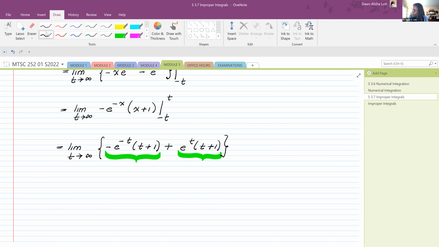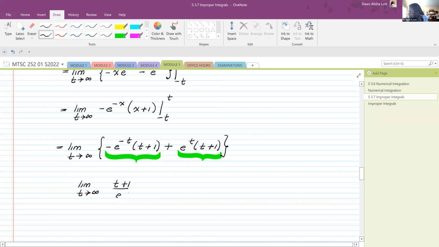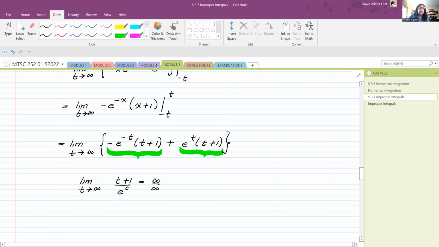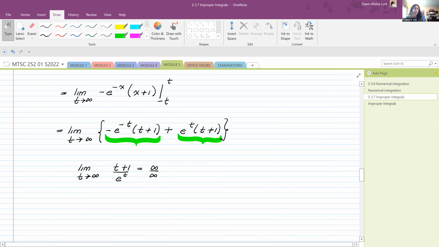All right, so the first one is the limit as t approaches infinity of t plus 1 at the top and an e to the negative t at the bottom. I'm sorry, e to the positive t at the bottom. And this is equal to infinity over infinity. Oh, that's wonderful. What rule can I use? L'Hopital's rule. Awesome.